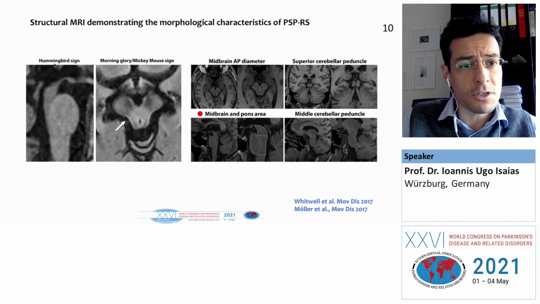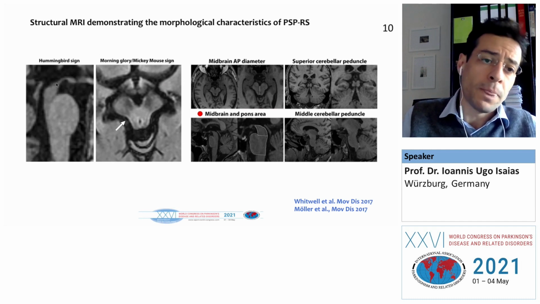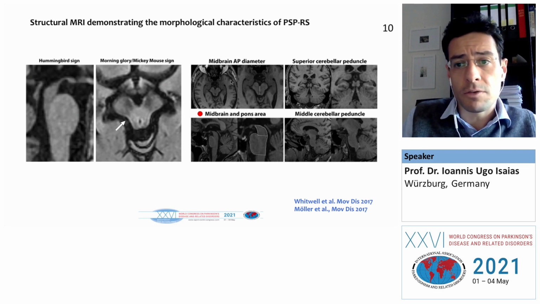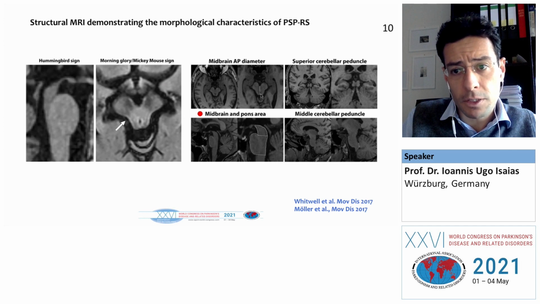Going back to the left side, one is the Hummingbird sign, which is an atrophy of the mesencephalus. Then there is the Morning Glory Mickey Mouse sign here pointed by the white arrow. And then there are several measurements of the midbrain anteroposterior diameter here and the superior and middle cerebellar peduncles.